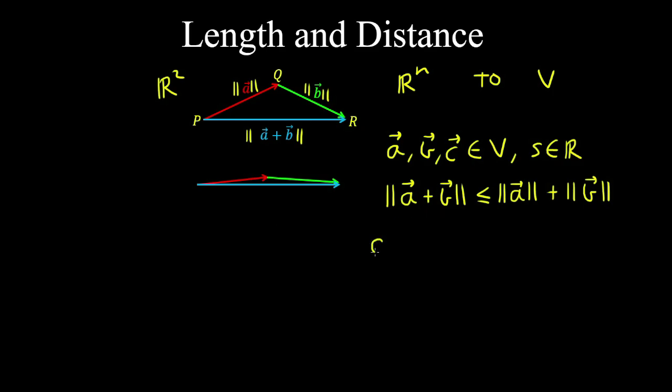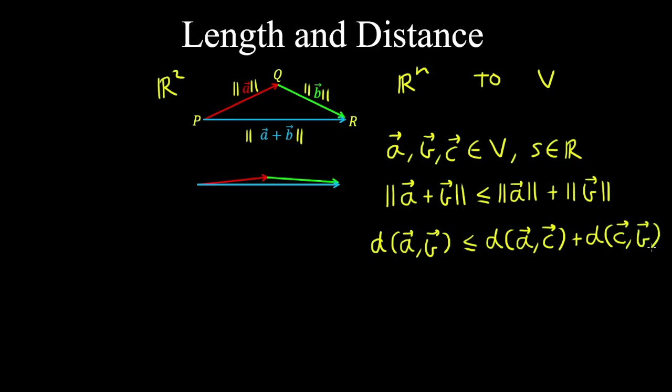And the triangle inequality for distances states that the distance between two vectors, so you can think of this as the distance between vectors A and B being the distance between points P and R, is always less than or equal to the distance between vector A and C plus the distance between C and B. So this distance can be thought of as the distance between points P and Q, and this distance from point Q to point R.